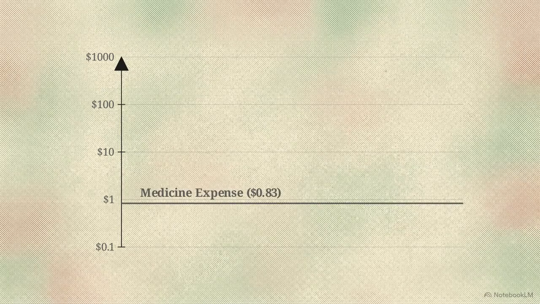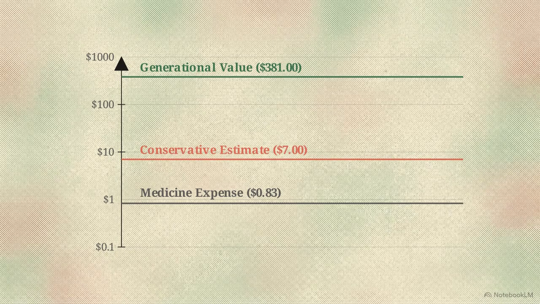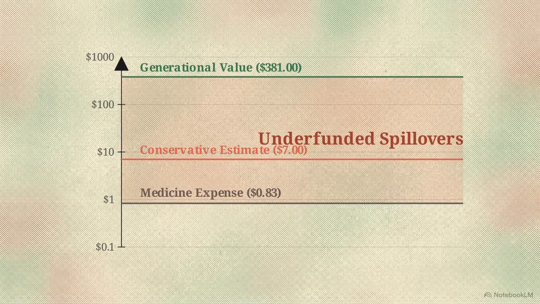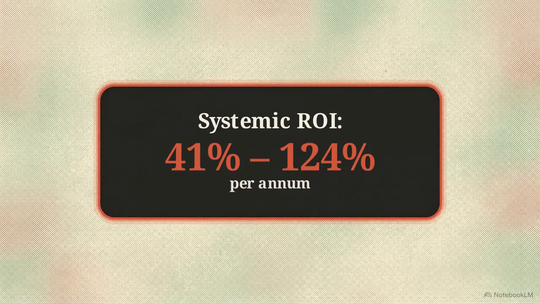This chart models that comparison on a logarithmic scale. An annual 83-cent drug cost generates an estimated intergenerational benefit of $381 per year. Even using hyper-conservative revealed preference models, the monetary benefit still consistently outperforms the initial medication cost. When global policy frameworks ignore these generational spillovers, they systematically underfund interventions targeting adolescents. This brings us to the 23-year study's mathematical conclusion. The social internal rate of return yields between 41 and 124%.